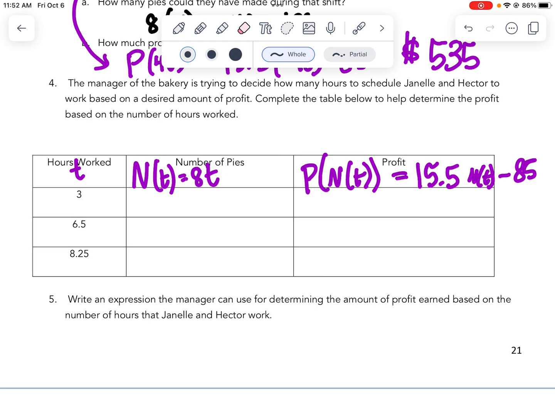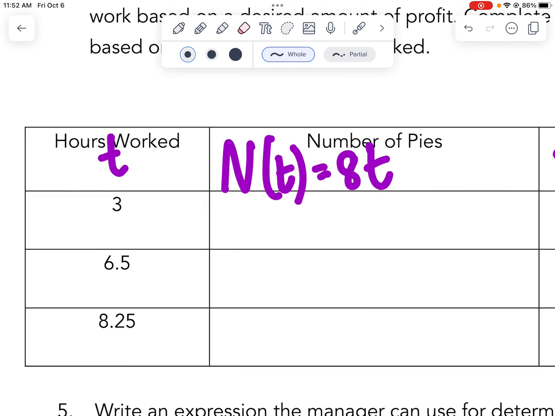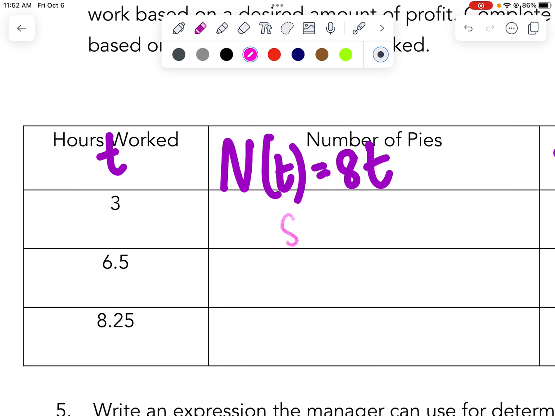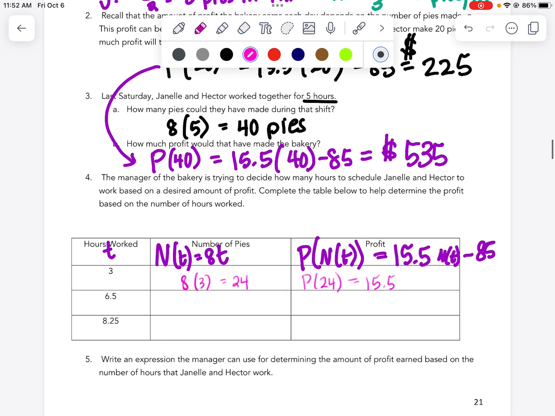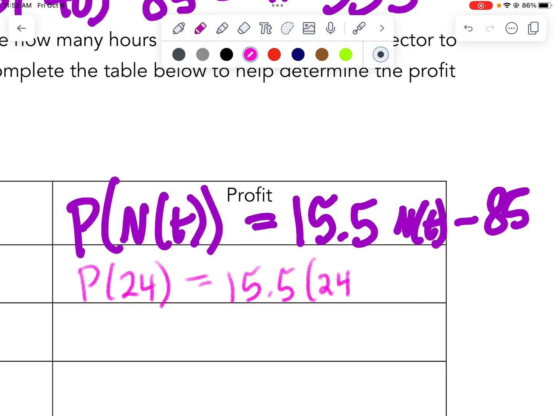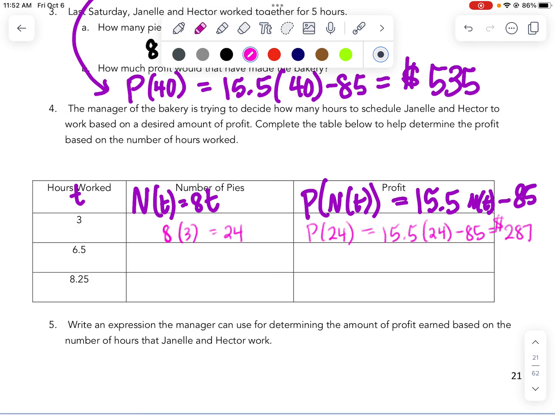All right, so let's start with numbers. I think it makes more sense. So for 3 hours worked, it's 8 pies per hour, 3 hours worked, which would be 24 pies. And then if we plug in, the profit of 24 pies would be 15.5 times 24 minus 85, which would be $287 profit.